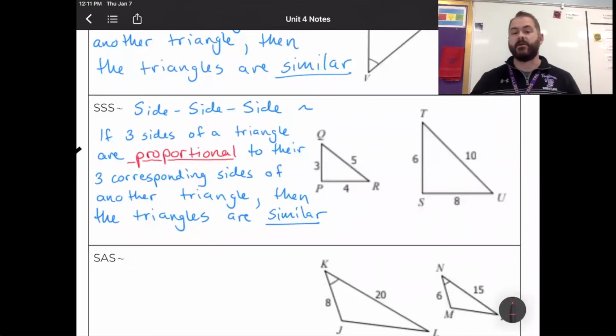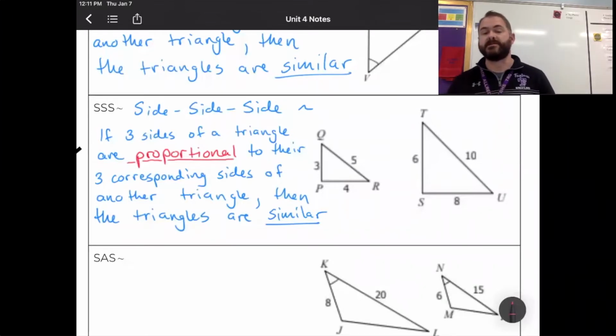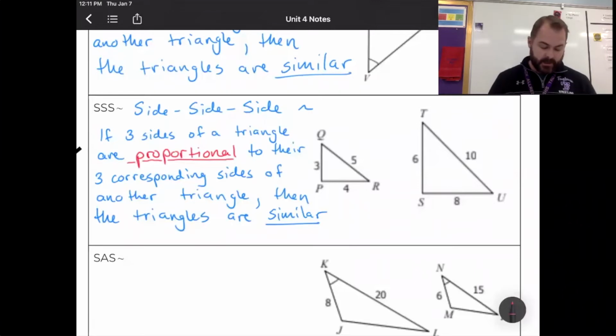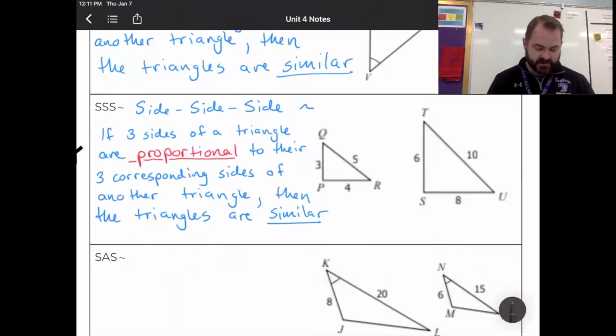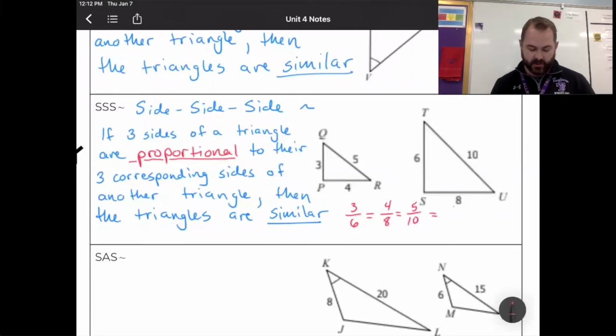The sides that go, again, the order of the side lengths is very important. QP is 3, that's the shortest side. That ratio to the other shortest side would be 3:6. The middle side length would be 4 for the smaller triangle and 8 for the larger triangle. And then the longest sides of each one are 5 and 10. Those are all equal ratios. Those would all simplify to the ratio 1/2.